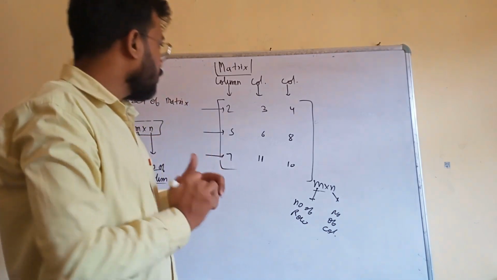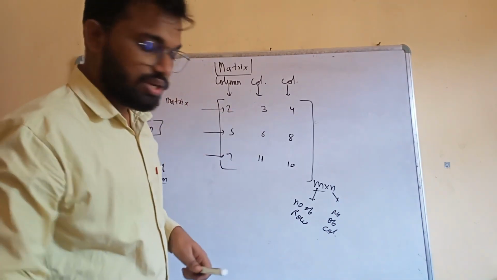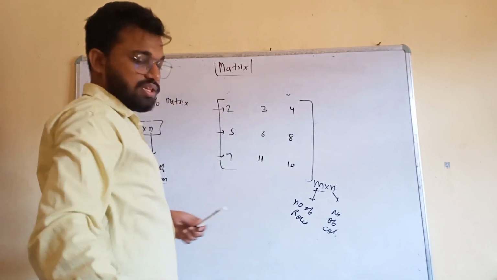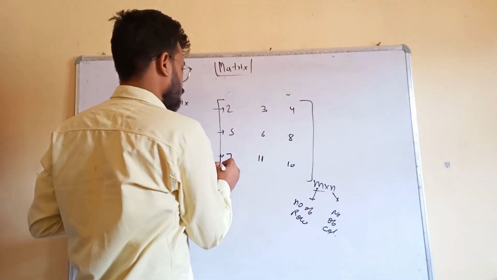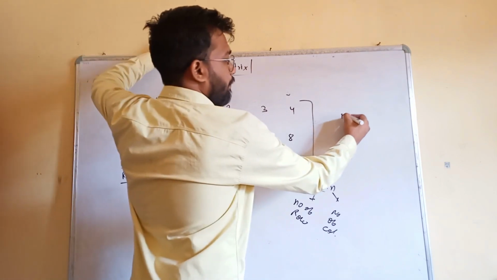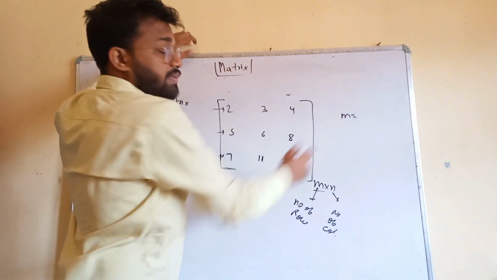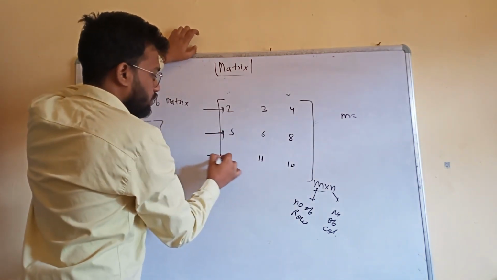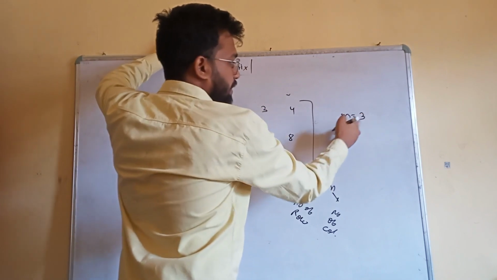So let's find the order of this matrix, which we have written here. So let's find the number of columns and number of rows. Then we will be finding the order of the matrix. So how many rows does it have? Rows mean m, because it is representing the number of rows. How many rows does it have? 1, 2, 3. It has 3 rows. It means m is equal to 3.